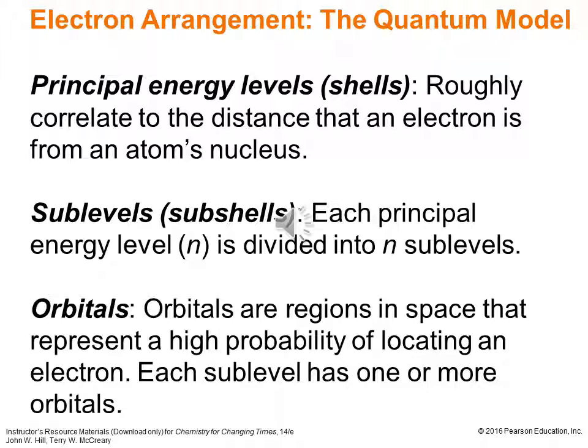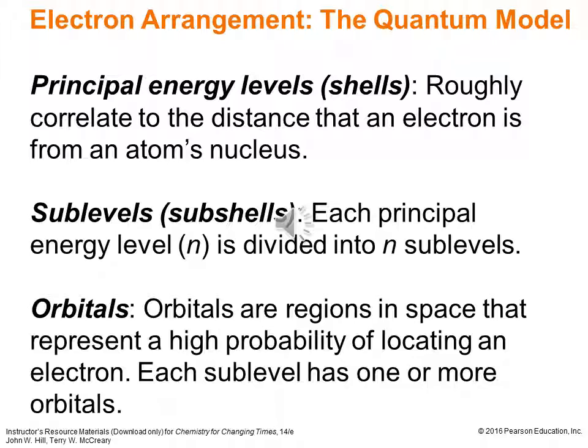So if we want to map our language for the quantum model of the atom back to the older Bohr atom, what was called by the Bohr atom model as shells, these are now principal energy levels. And so they're most nearly the distance that an electron is from the nucleus. So the higher the principal energy level, the further the electron is from the atom's nucleus, and therefore the higher the energy of that electron.